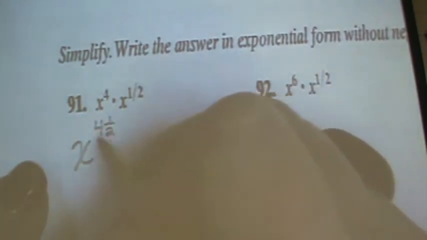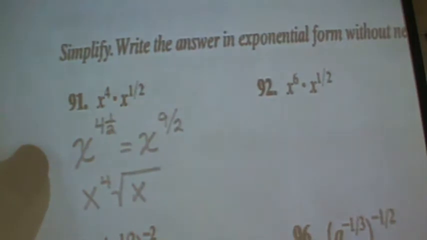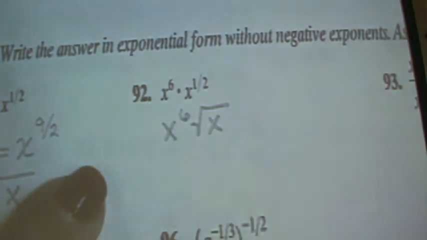So this would be 4 1/2. Now, there's different ways to write this. You should write this as x to the 9/2. Now, another way you could write this is x to the 4th times the square root of x. That's another way of writing that. Same with 92. You could write this as x to the 6th times the square root of x.